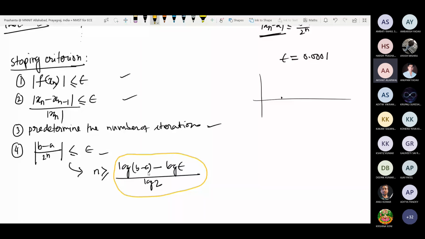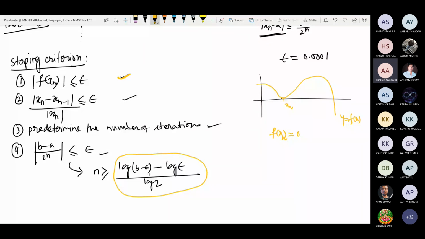Now let us consider the drawback of the first stopping criterion, f of xn less than epsilon. Suppose the curve is something like this. Here at this point the function is very close to 0 but not touching the x-axis. This is the curve y equals f of x, and you consider this point xn. So what is the f of xn value? Very close to 0? Yes or no?